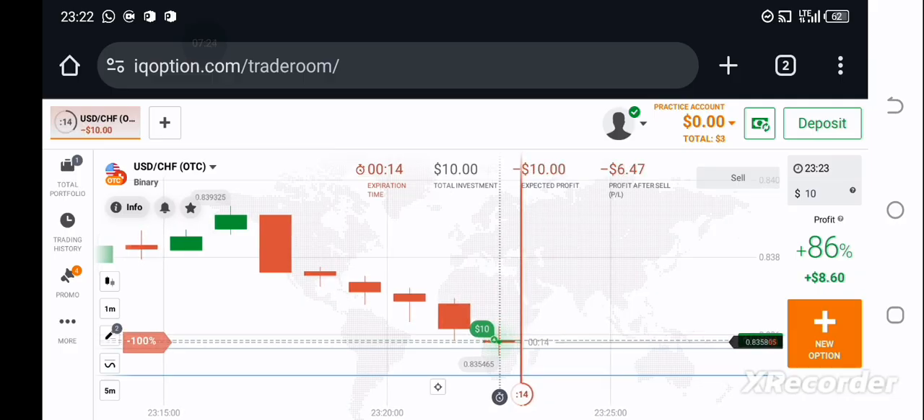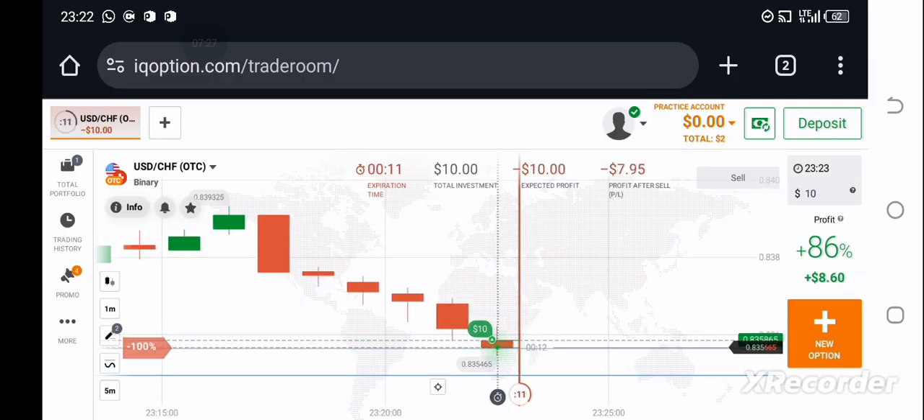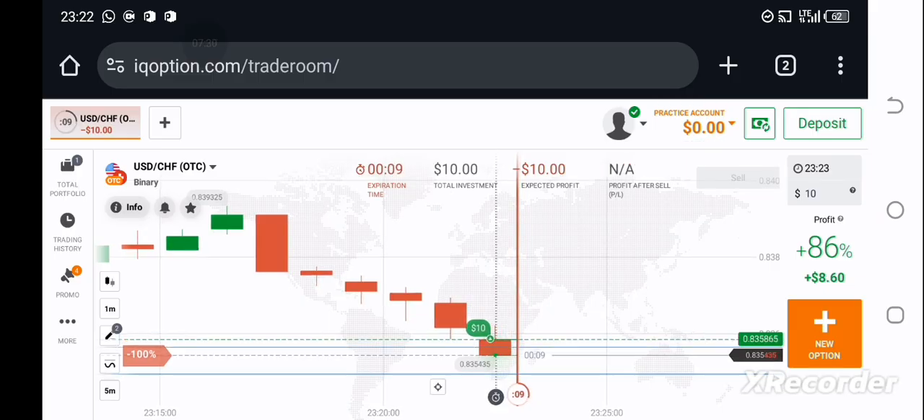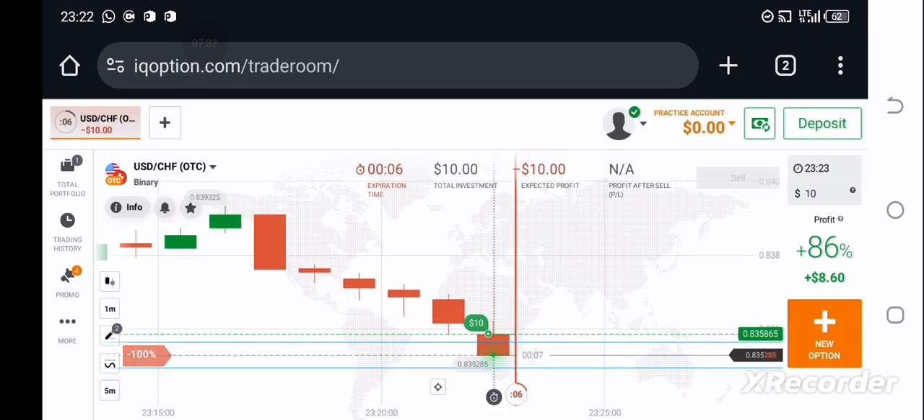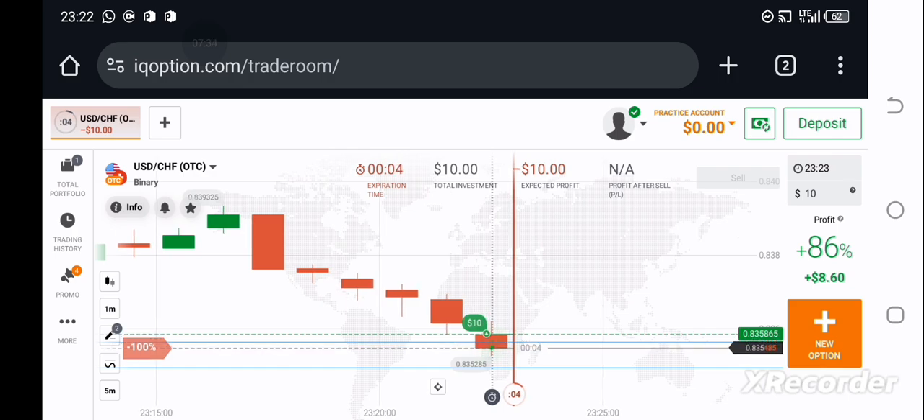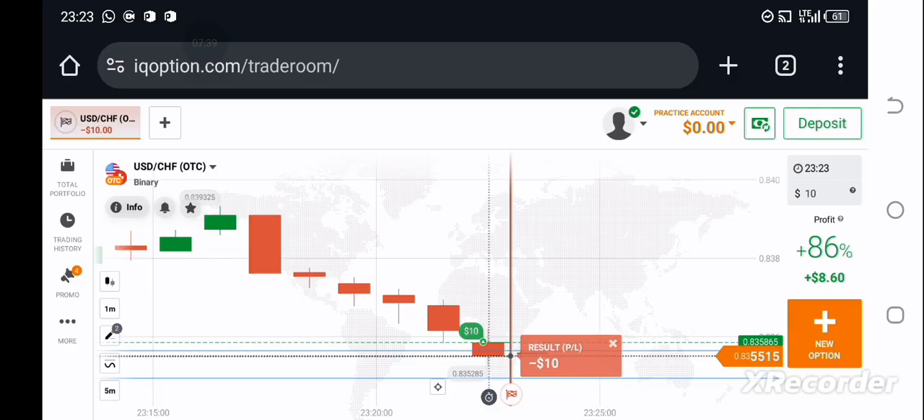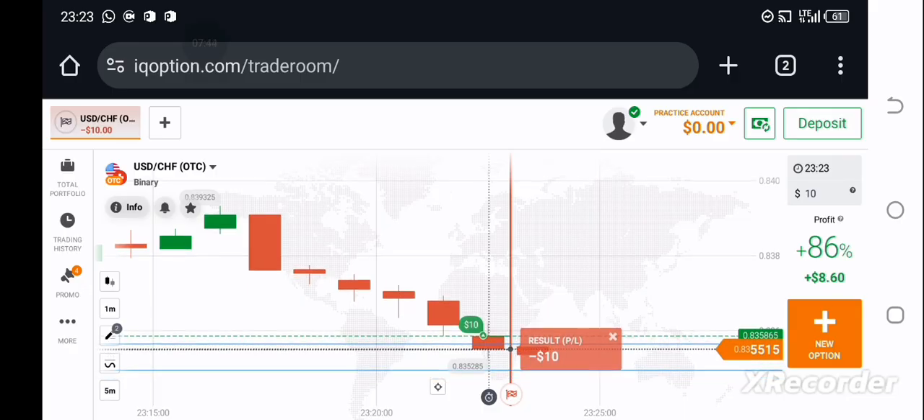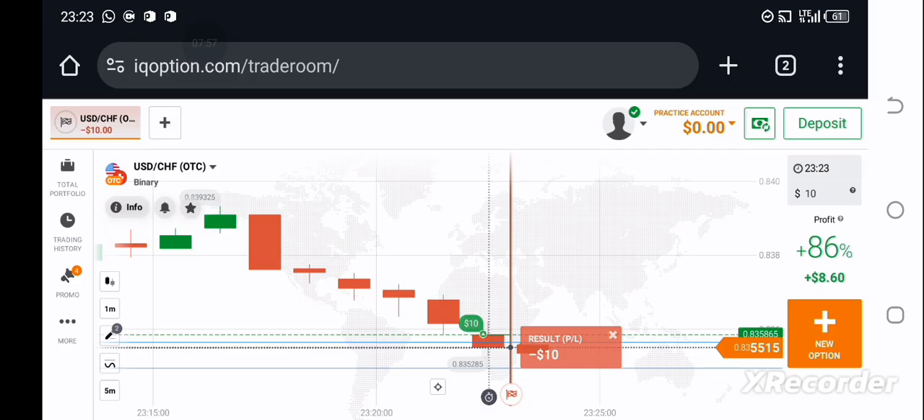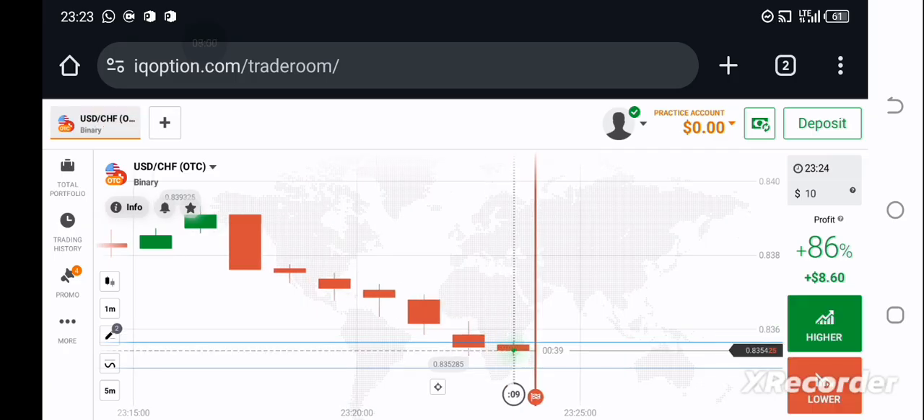After the next 30 seconds, you don't have any chance of opening any position again. You can see 7, 6, 5, 4, 3, 2, 1, it is going to close. Now this position has closed. If you win or lose the trade, it is going to display immediately. As you can see, we lost this trade. After 1 minute, the trade will close.